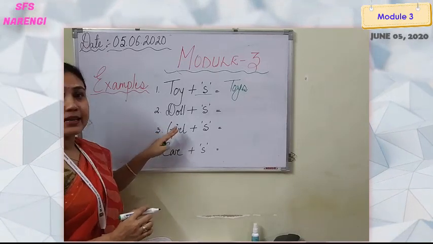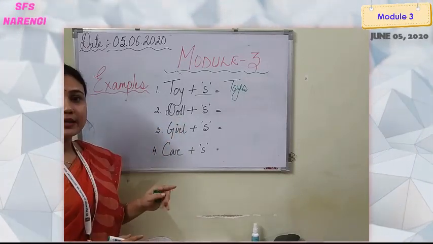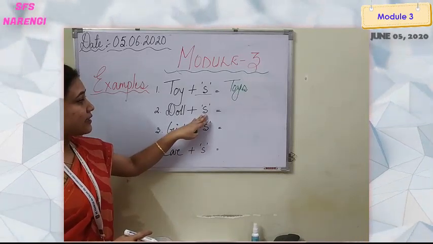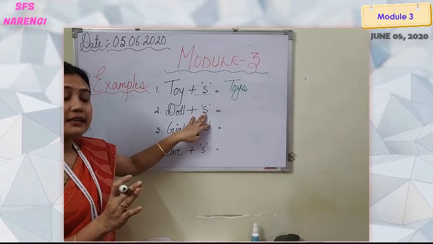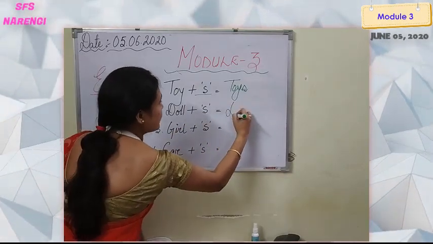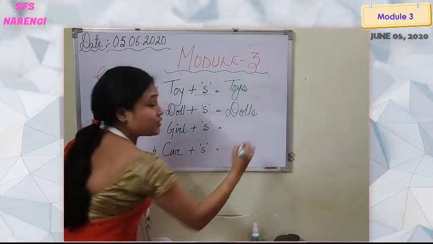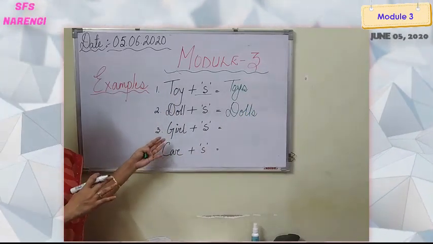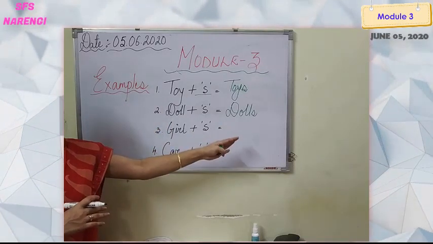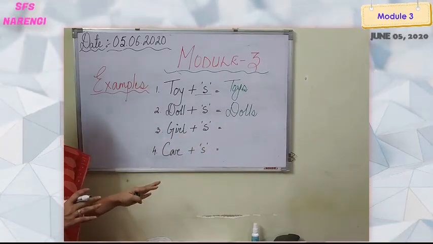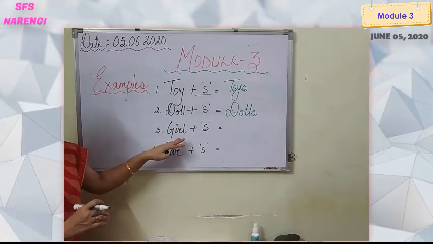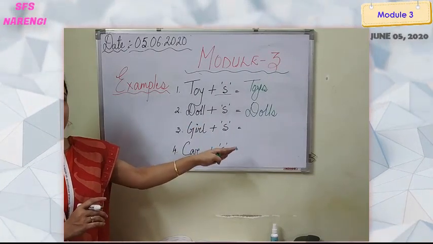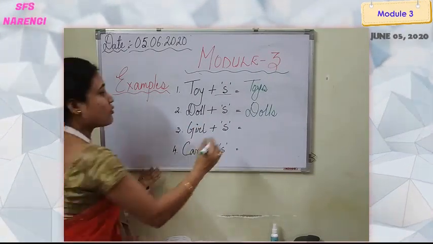So come, let's see the second example. Doll. Doll means one. Now we have to make it plural. So what have we added here? One single s. So what will it be now? Dolls. So we have again framed the singular naming word to plural by adding s. Got it? Come to third, girl. Girl means one. And how can we make that plural now? By adding s.